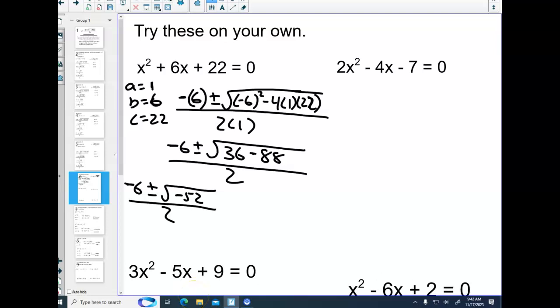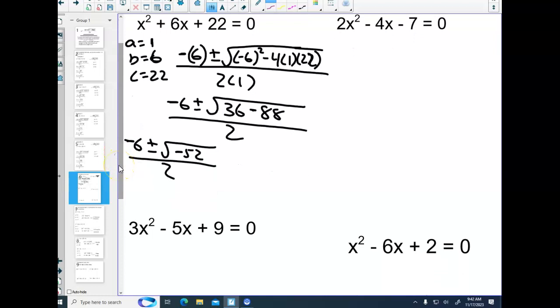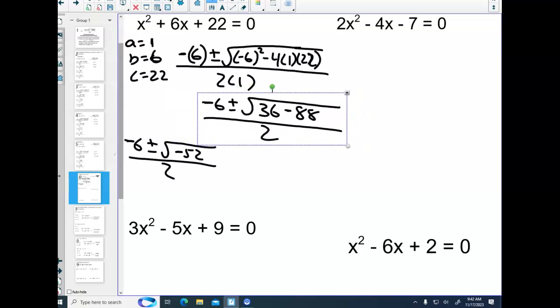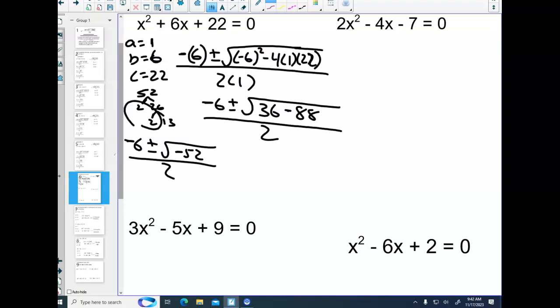I've got to simplify the radical if possible. So if you can simplify this radical, you must do so. So in this case, 52 simplifies: 2 and 26, 2 and 13. Pair of 2's. And since it's a negative, it becomes 2i root 13. If it was just a positive, it would be 2 root 13. Since it's a negative, it's 2i root 13.